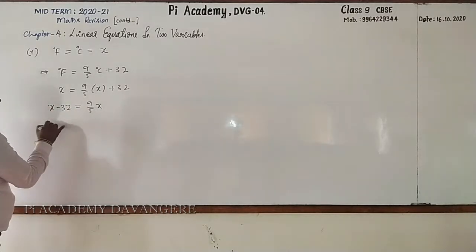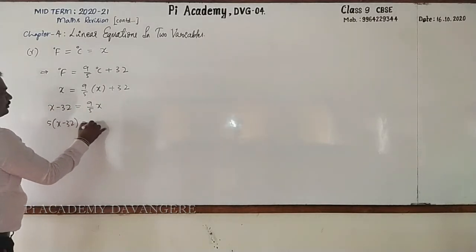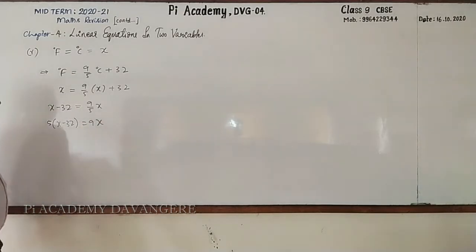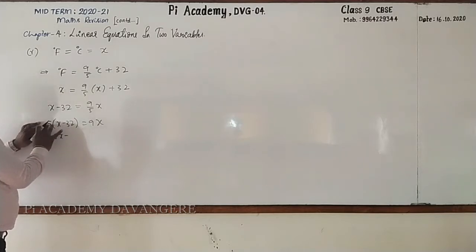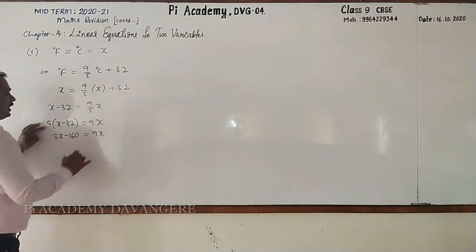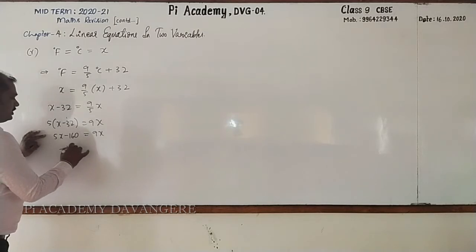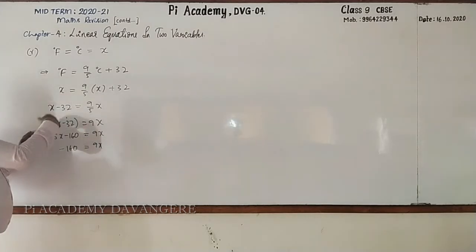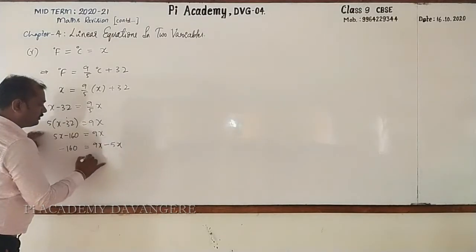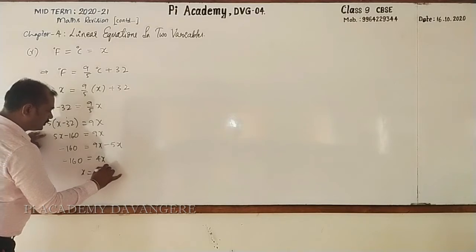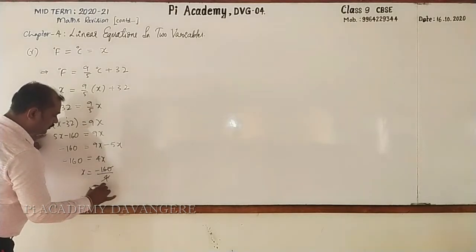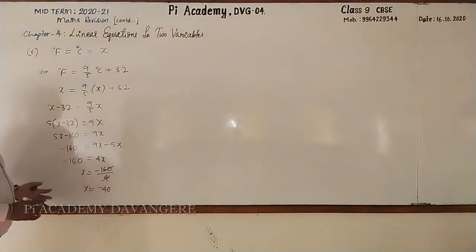Cross multiply 5. 5 into x minus 32 is equal to 9x. Multiply by 5. 5 into x, 5x. Minus 32 5s are, 5 2s are 10, carry 1, 5 3s are 15, plus 1, 16, 160. This is equal to 9x. Then 5x minus 160 is equal to 9x. Transfer 5x to the right hand side, becomes minus 5x. This will be 4x is equal to minus 160. x is equal to minus 160 by 4. 4 4s are 16. So x equal to minus 40.